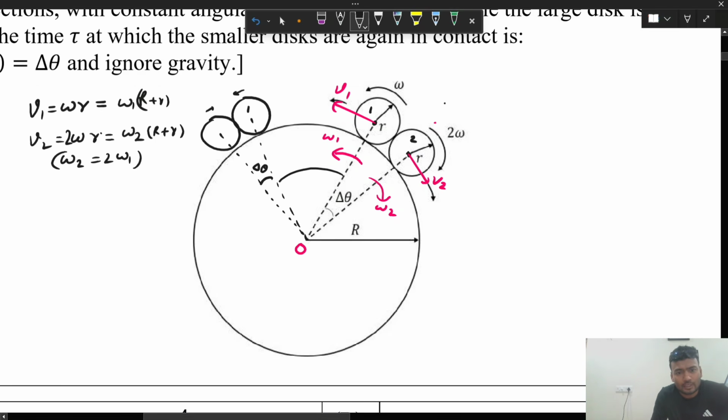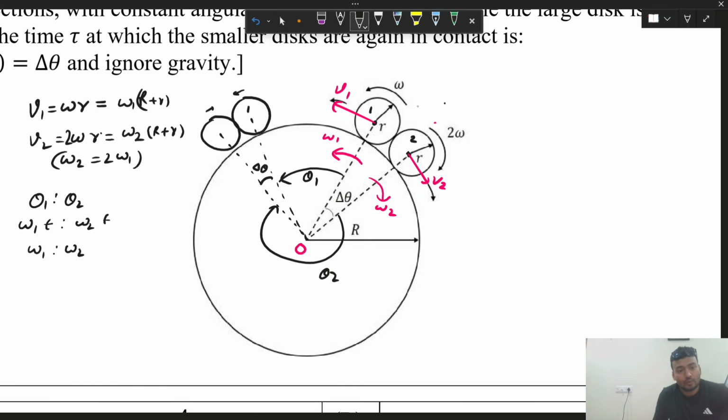Let's suppose the first one is traveling some angle phi, and the second one will travel this much angle. Using their omega relation, you can find the ratio of their angles. Let's say this is theta 1 and this is theta 2. Definitely they are taking the same time, so theta 1 ratio theta 2 is omega 1 t ratio omega 2 t. So omega 1 ratio omega 2, and what we got is 1 ratio 2, right?